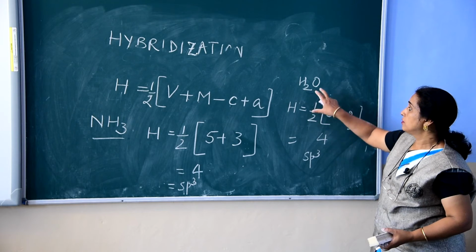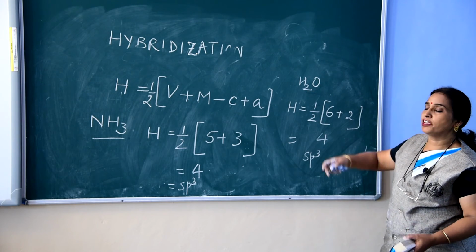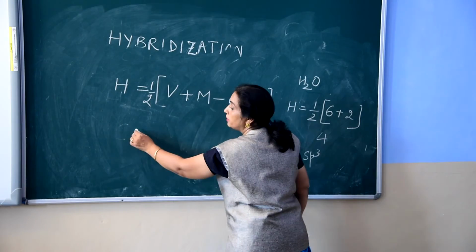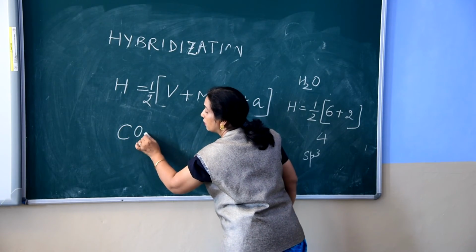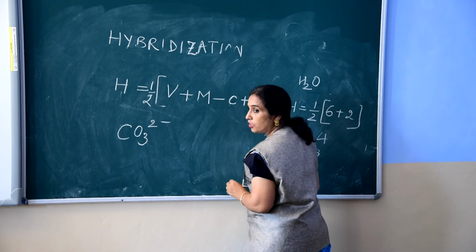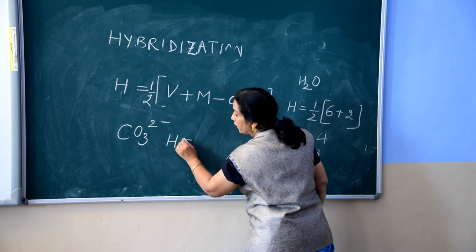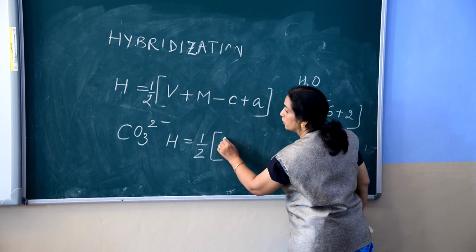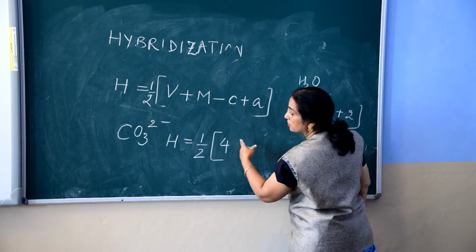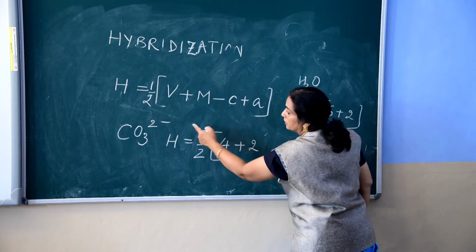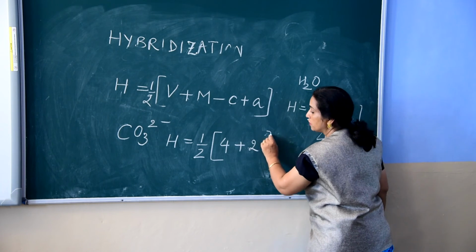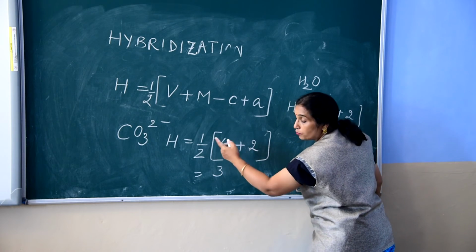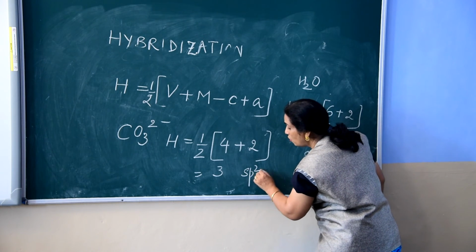Now, these are neutral molecules. Let us apply the same formula to some cations or anions. In case of the carbonate ion, if we consider CO3 2 minus, hybridization H will be equal to half into the number of valence electrons of carbon, which is 4, plus 2 for the charge of the anion. As there are no monovalent atoms here, we get 6 by 2 is 3, thus showing the carbonate ion as sp2 hybridization.